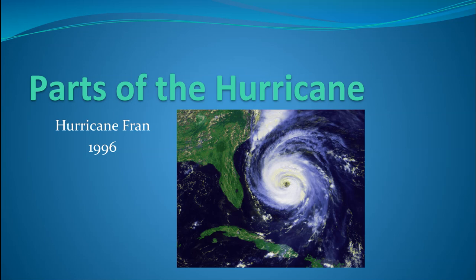Right now, we're going to look at the different parts to a hurricane. In the image, you can see Hurricane Fran. This is a hurricane that made landfall in the eastern United States in 1996, but it's a nice picture, so I thought it would work well to show you the different parts.